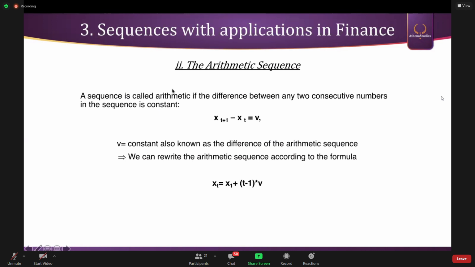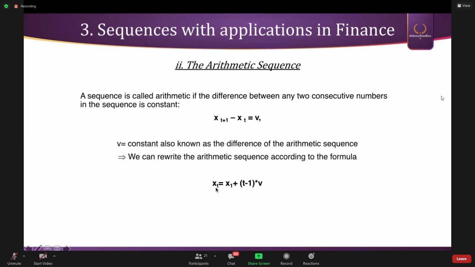We call a sequence arithmetic if the difference between any two consecutive numbers in the sequence is constant. So the difference between x of t plus 1 minus x of t is always going to be equal to v, which is a constant, which we also call the difference of the arithmetic sequence. What does this mean? If we have a constant value that can be found between two consecutive values of my sequence, it means that I can rewrite the arithmetic sequence according to a formula, and it is always going to be written according to this formula.